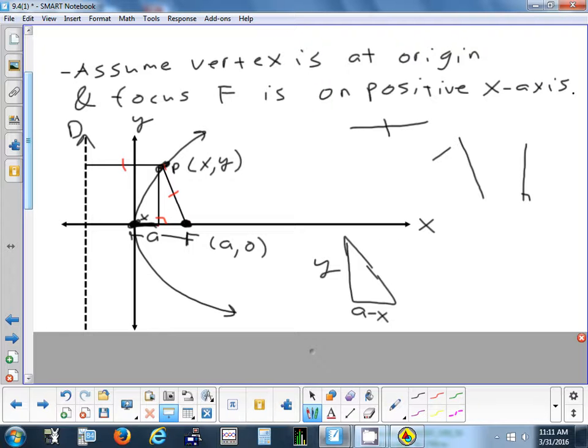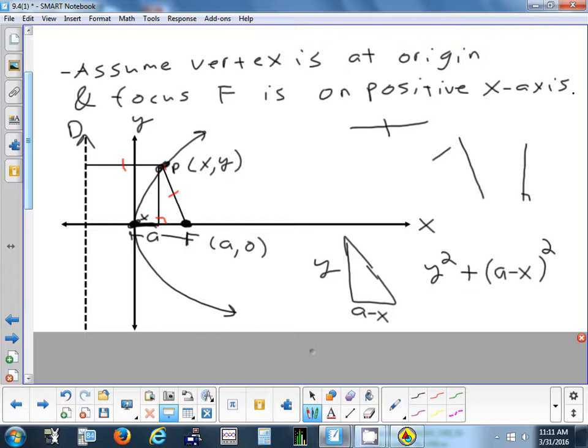Oh, just one side? Yeah, just one side. You want me to set up the side with the y and the a minus x? Yep, with this diagram. It'd be y squared plus, in parentheses, a minus x squared. Yep. And we know that that distance is equal to the distance from P to the directrix. Now that distance is easier to find.